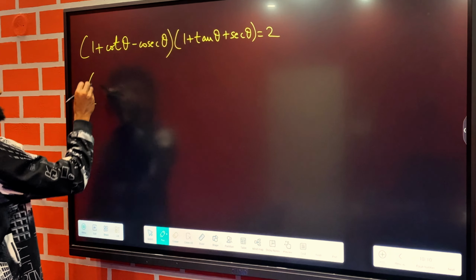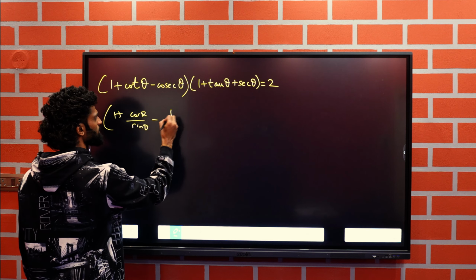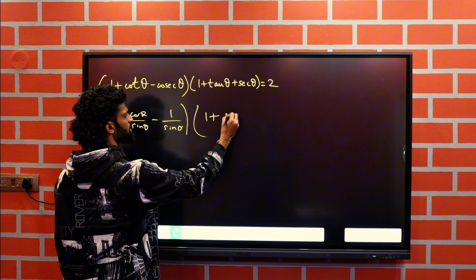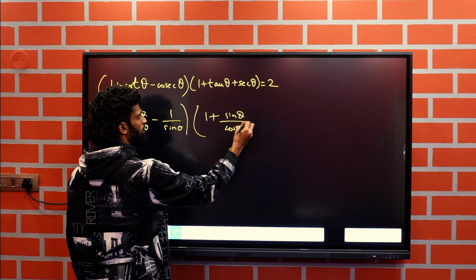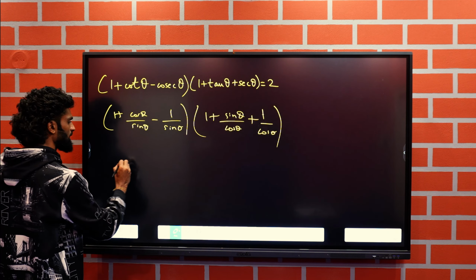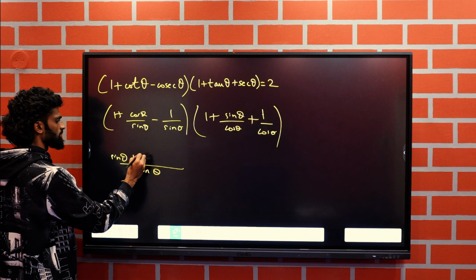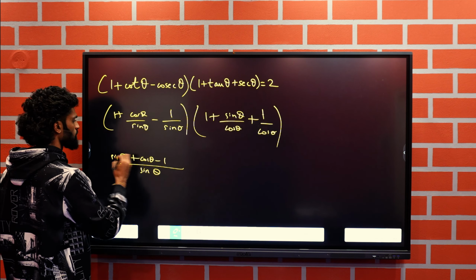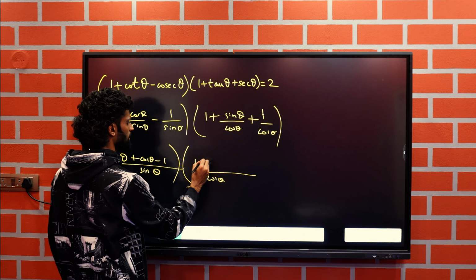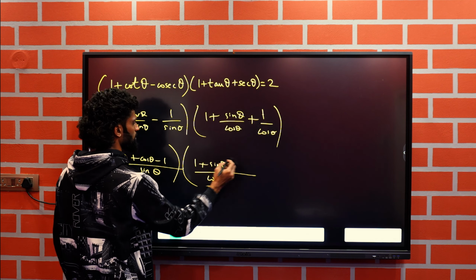Let's start. 1 as it is. Cot is nothing but cos by sine minus cosecant is nothing but 1 by sine. After the same concept here, tan is nothing but sine by cos plus 1 by cos. First bracket LCM is sin theta. So sin theta towards everything. So it becomes sin theta plus cos theta minus 1. Here cos theta becomes LCM. 1 plus sin theta plus cos theta.